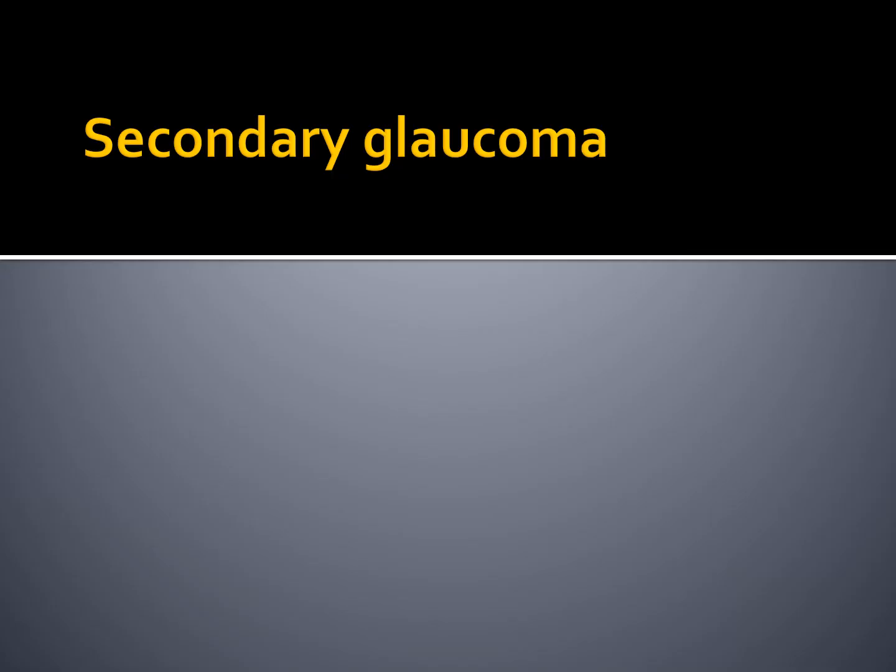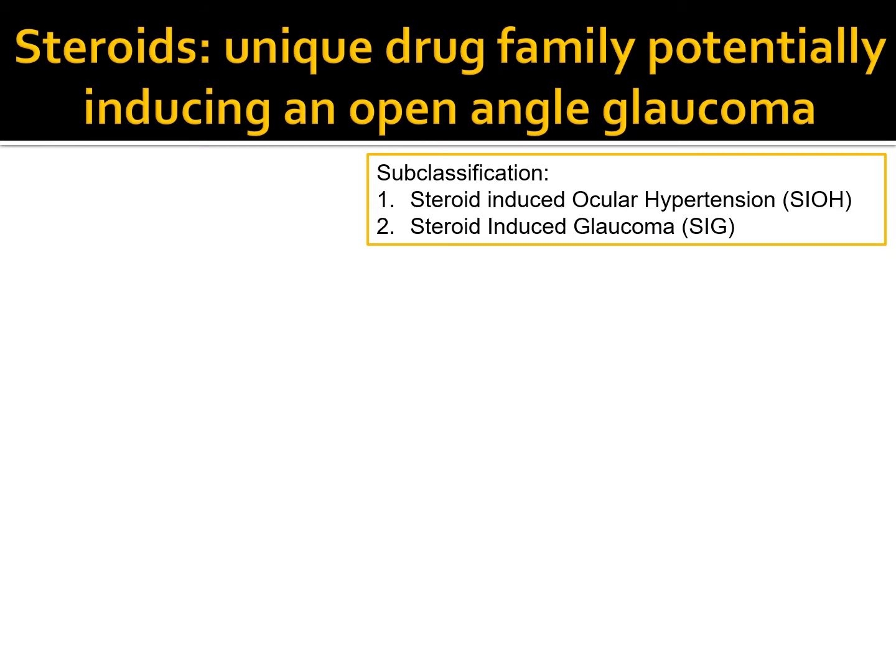So we'll move on to secondary glaucomas. And I want to start with steroids. These are a unique drug family because they're the only drugs that can induce an open angle glaucoma. And like so many secondary glaucomas, which we'll come on to shortly actually, they subclassify them. They have steroid-induced ocular hypertension and steroid-induced glaucoma. Patently what that means is that some people will have it and they don't get glaucoma even though it increases the pressure, and other people will develop signs of frank glaucoma.